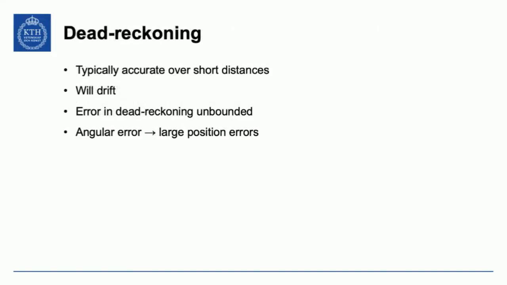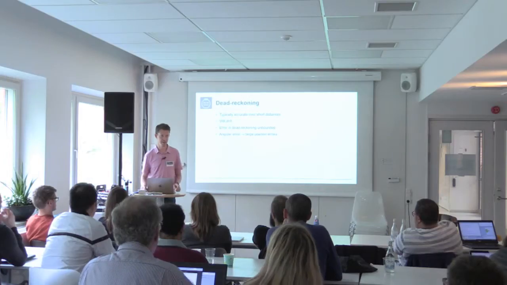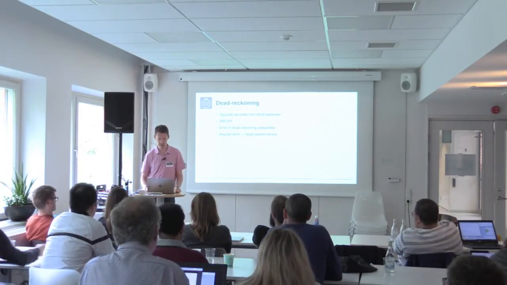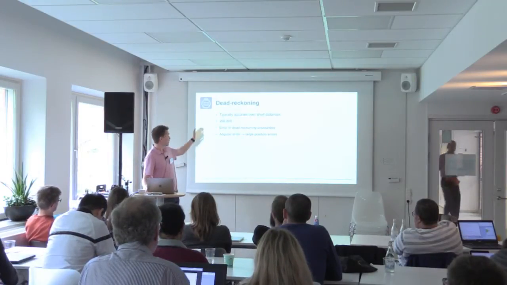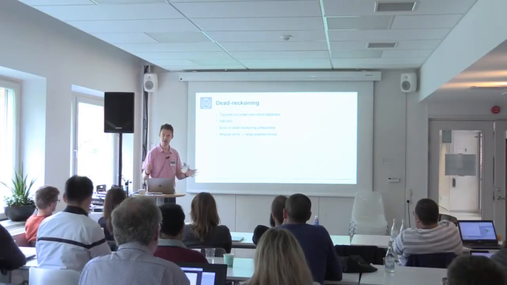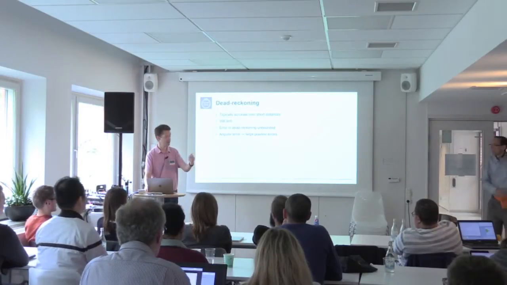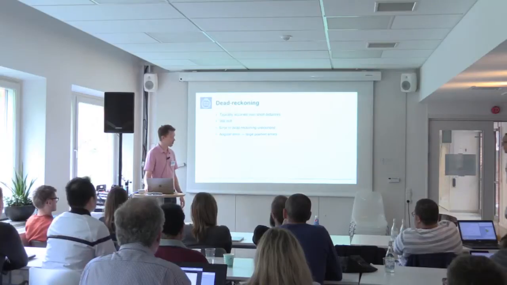And this is something that will typically be quite accurate over short distances. So if I have encoders on the wheels of a robot, if the floor is really flat, and I have really hard, thin tires, you can get this to be really, really accurate. You could drive meters with very, very small errors, but eventually it will drift. And if you drive long enough, you will have unbounded errors.